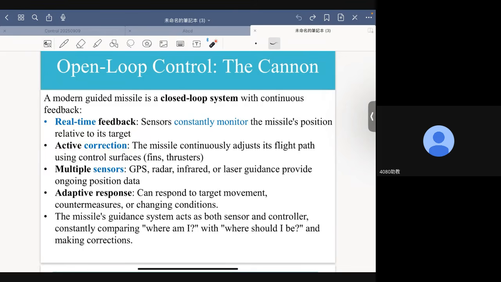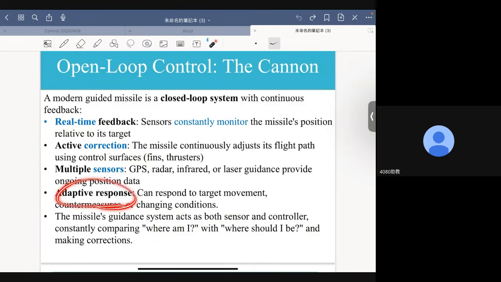The reason why a missile is better than a cannon is that it has active correction, which means during its entire operation, the missile will continuously ask, where am I? Where should I be? Based on the answers to these two questions, it will actively correct its moving direction and moving speed. In order to know where am I and where should I be, I need sensors, often multiple sensors, such as GPS, radar, things like that.